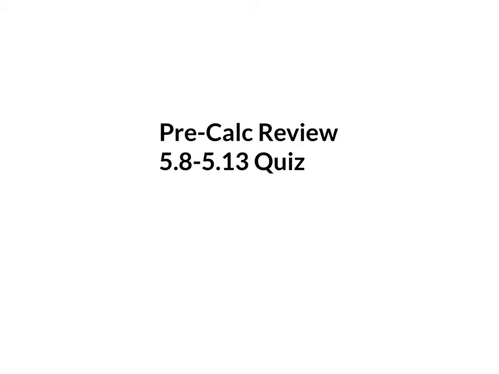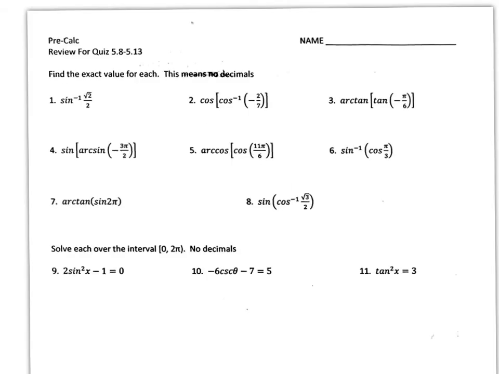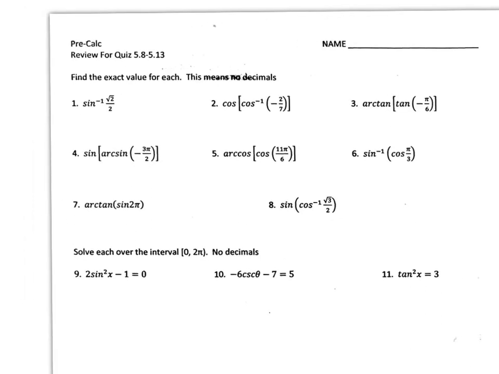All right, let's get reviewing for this quiz. The first couple of problems on the quiz will be like this. You do have to know some things. You will be given a unit circle, but the unit circle doesn't always tell you the full story. The first question, they're just looking for what angle has a sine that's radical 2 over 2.